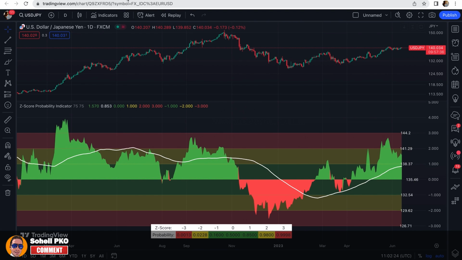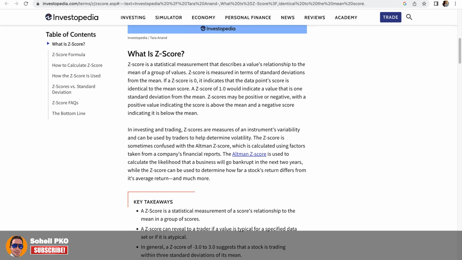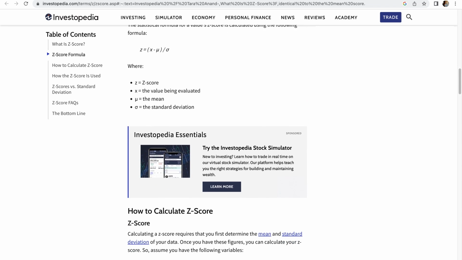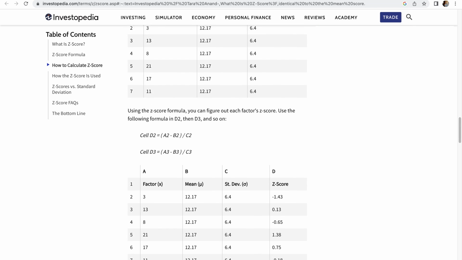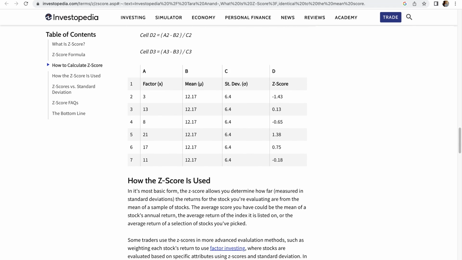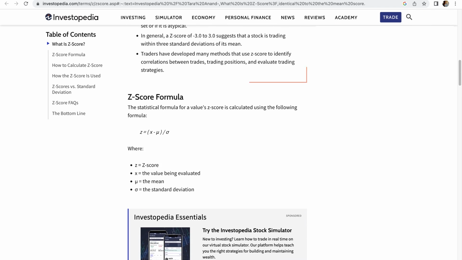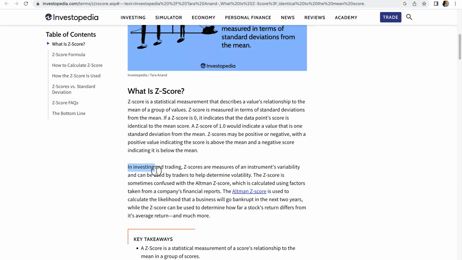This indicator is built based on Z-score probability. In statistics, it's a measure of probability that shows the relationship of a value to the average of a group of values. I won't get into more details about Z-score probabilities because many statistical concepts would need to be explained, and it will make our video very long. So if you're curious about Z-score probability, please search about it and you'll find it on many websites. Just know that in trading and investing, Z-score measures the asset variability and it can help us determine volatility and its probability for different levels of the market.